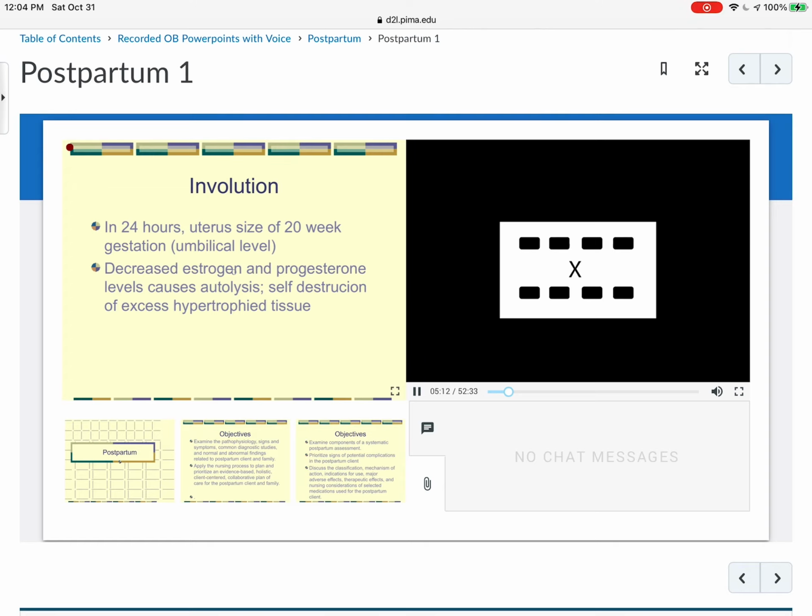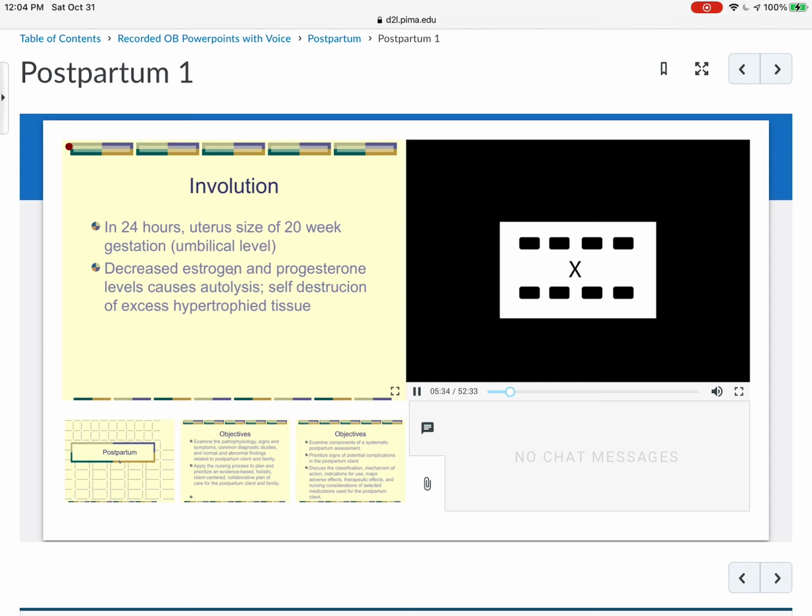But know that right after the baby's delivered, the top of the fundus is going to be at right around the umbilical level, and that's where it should be. Again, the decreased estrogen and progesterone levels will cause autolysis, or the breaking up of tissue. And all this is the process of involution, which is the uterus returning back to its normal self.